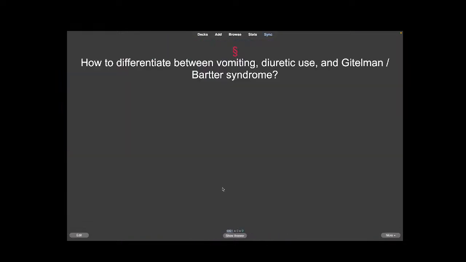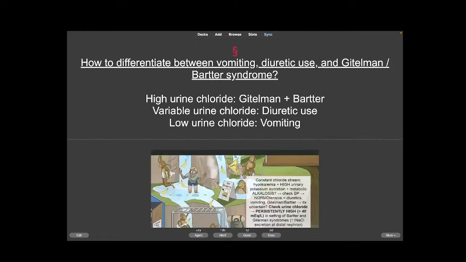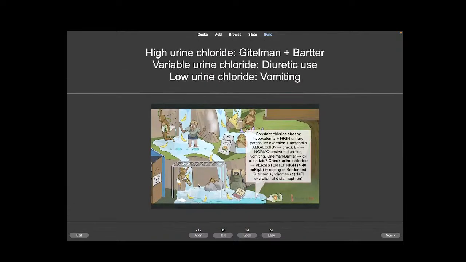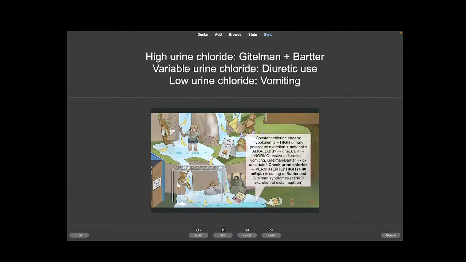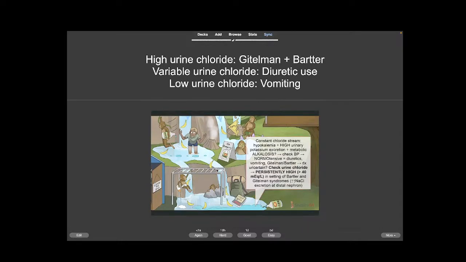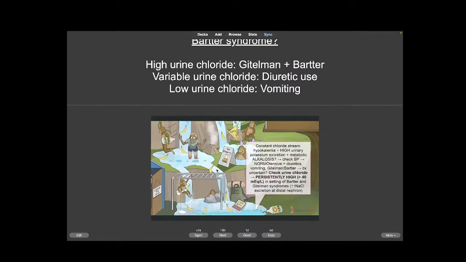All right. What's the difference between vomiting, diuretic, and Gitelman? Good point. So we go with urine chloride. Oh, no, just chloride. They'll both have it, and this one has the calcium. Variable. If you just have low urine chloride, it's vomiting, because it's hypochloremia.